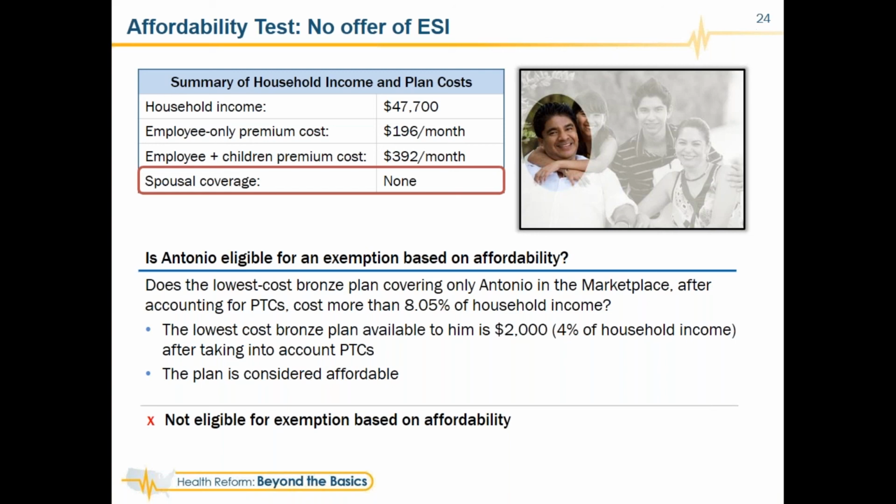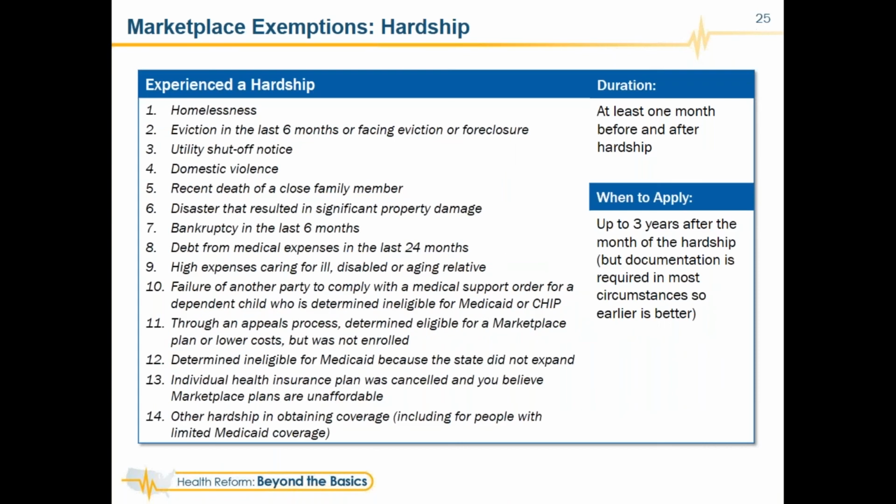So that's the way each of the different affordability tests work. When it comes to getting an exemption, whether that exemption is granted by the marketplace or granted by the IRS, it works about the same way in each place. So it's helpful to know what we mean when we say that insurance is not affordable.